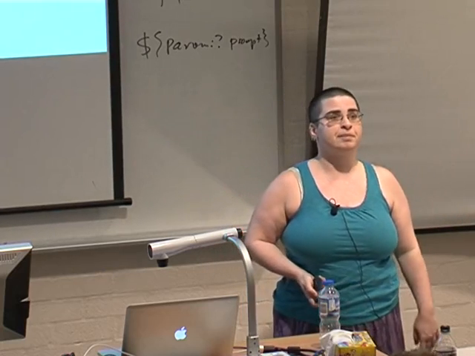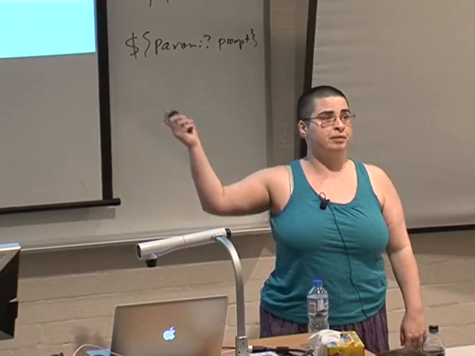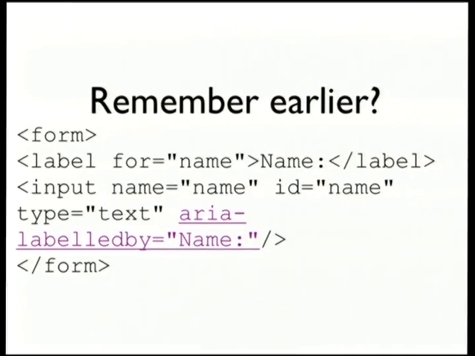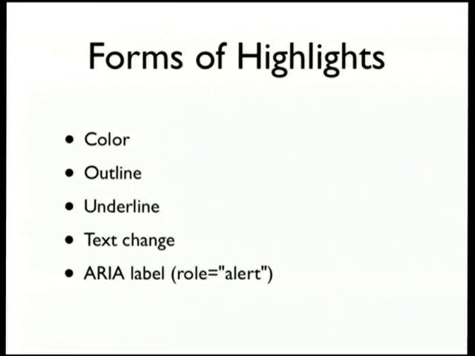Remember earlier when I pulled up the slide and I was showing you about the Y ARIA label? I not only turned it purple, I underlined it. Those are two of the ways that you can convey that something has changed. Here's a bunch of different ways. There are others. This is just a sampling.